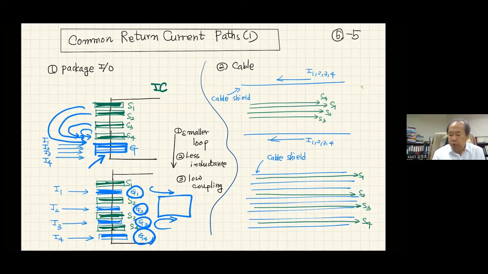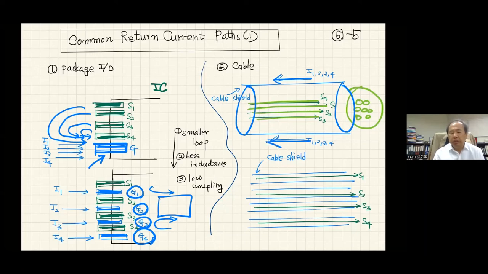Let's assume that you have a cable. This is the cross section, you have wires. And if you look at it from the side, you may have signal wires 1, 2, 3, 4. If you have the same shield, then the return current of signal wires S1, S2, S3, and S4 will come back to the same shield. In those cases, if the shield has certain impedance, definitely it will create a common impedance return current path impedance noise coupling.